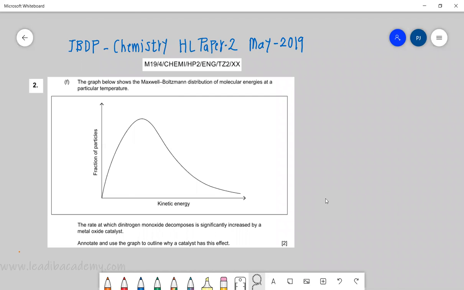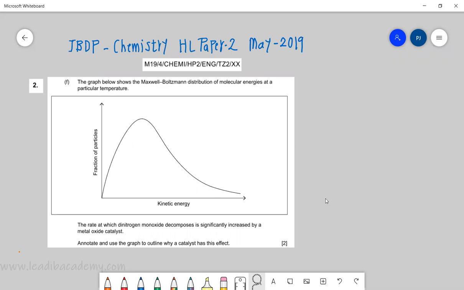Okay, let's see question number 2F. The graph below shows the Maxwell-Boltzmann distribution of molecular energies at a particular temperature. Now the question being asked: the rate at which dinitrogen monoxide decomposes is significantly increased by metal oxide catalysts. Annotate and use the graph to outline why a catalyst has this effect.